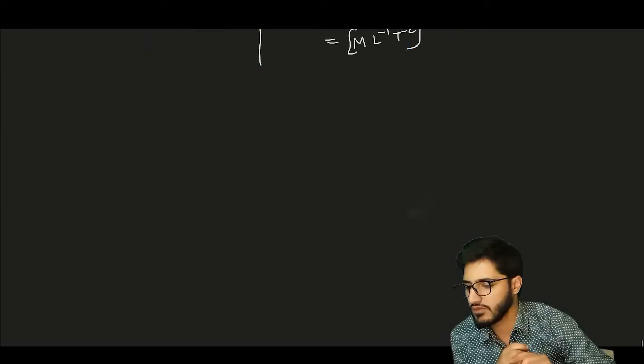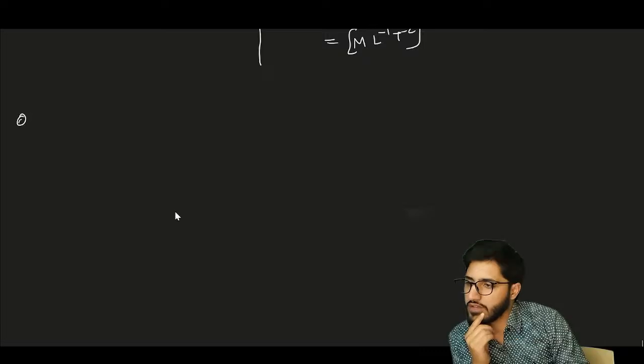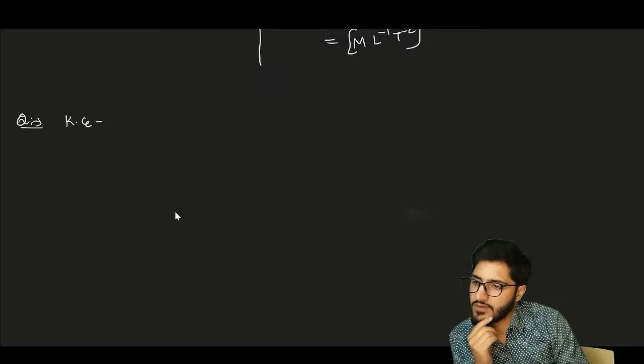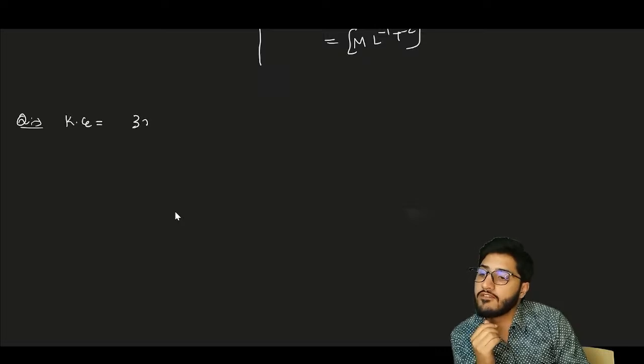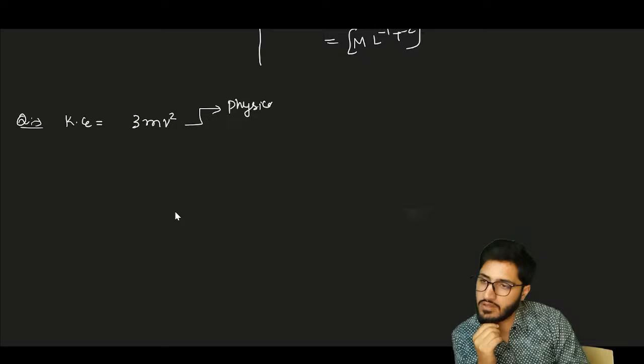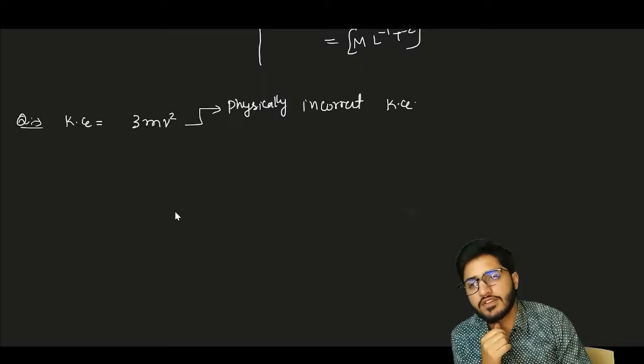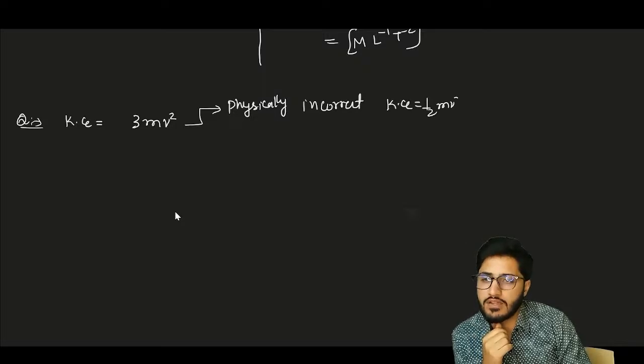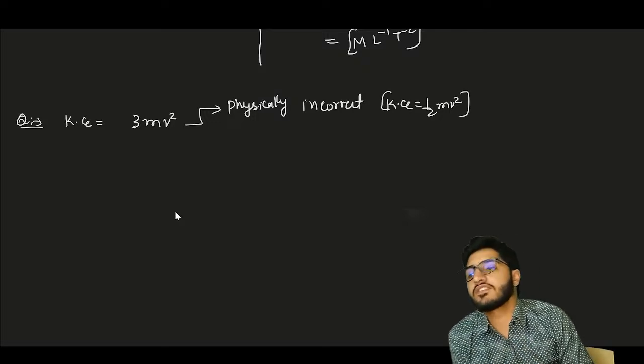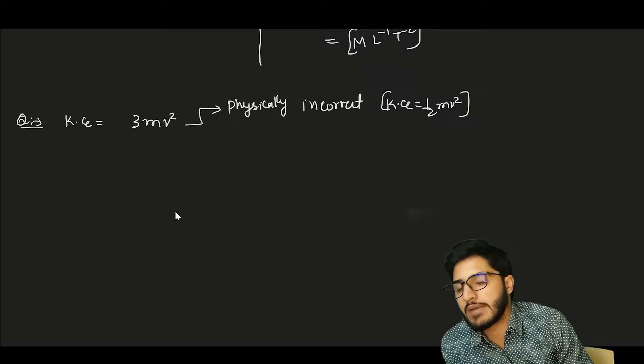Now look, if we have one more equation, kinetic energy equals 3mv squared, we know that it is physically incorrect. Why? Because we know that kinetic energy is equal to 1 by 2 mv squared. This is physically incorrect. So we need to check whether this is dimensionally correct or not.